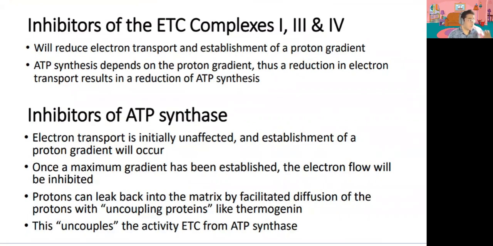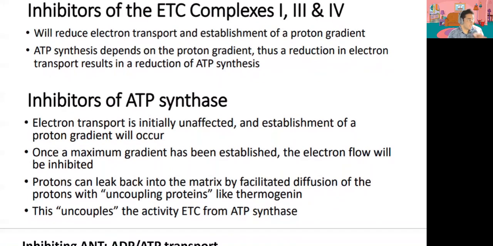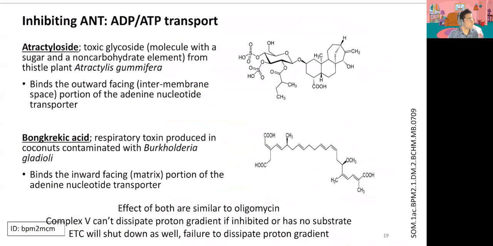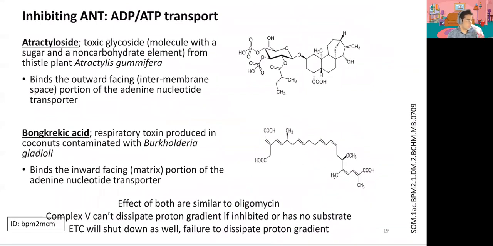Protons will eventually leak back by facilitated diffusion or uncoupling by thermogenin. We're going to talk about thermogenin in a second. And then there's uncoupling activity of the ETC via ATP synthase. So remember, like I said, less ATP, and that's going to be problematic. Then there's inhibiting ANT and ADP transport, because remember, ATP technically has all these inorganic phosphates that have a lot of charges that are being held at different positions, so it's not very easily soluble and doesn't pass through any sort of membrane.